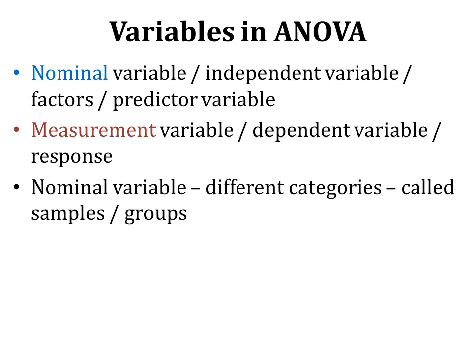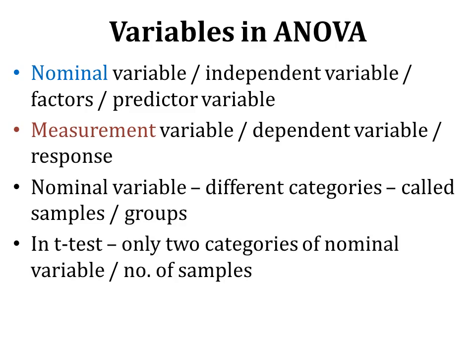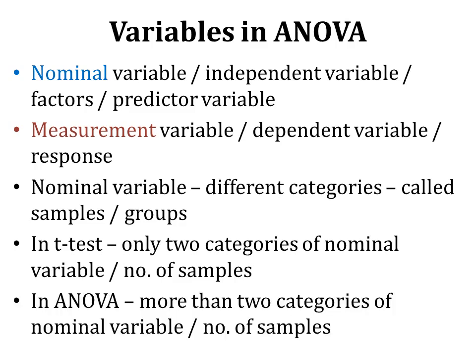A nominal variable has different categories, which are called samples or groups. In the t-test, we have only two categories of the nominal variable, or the number of samples, right? But in ANOVA, we can have more than two categories of the nominal variable, or number of samples. The measurement variable is going to be only one in ANOVA.